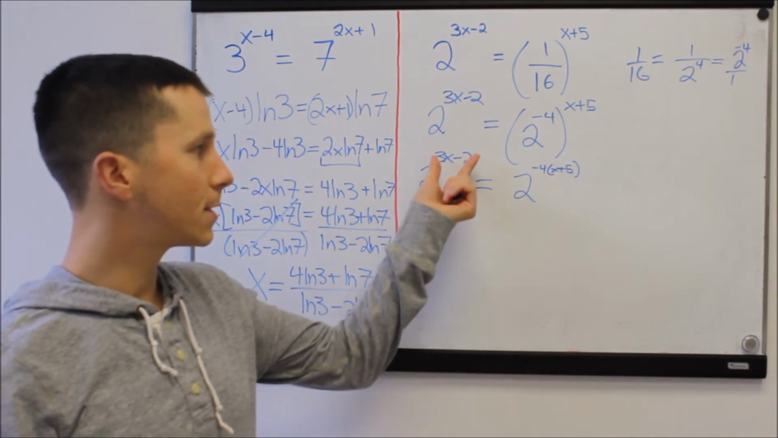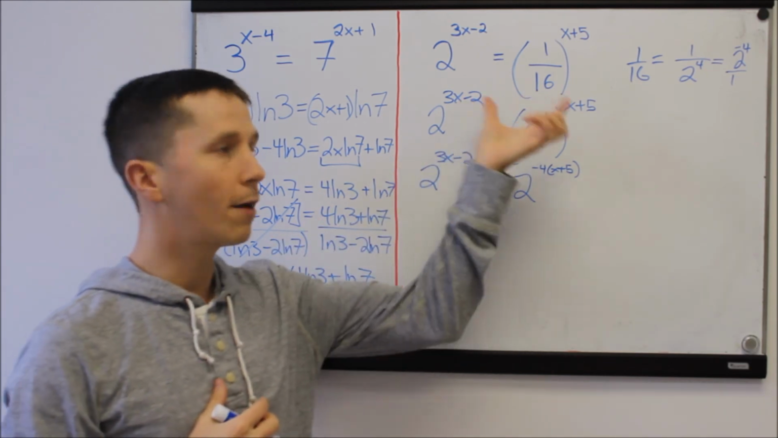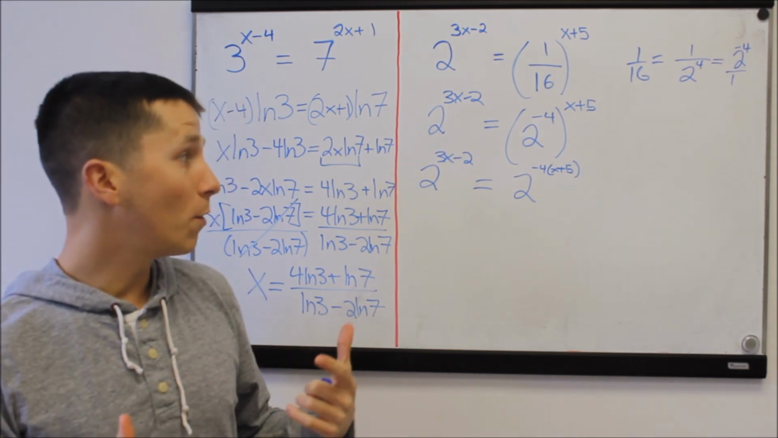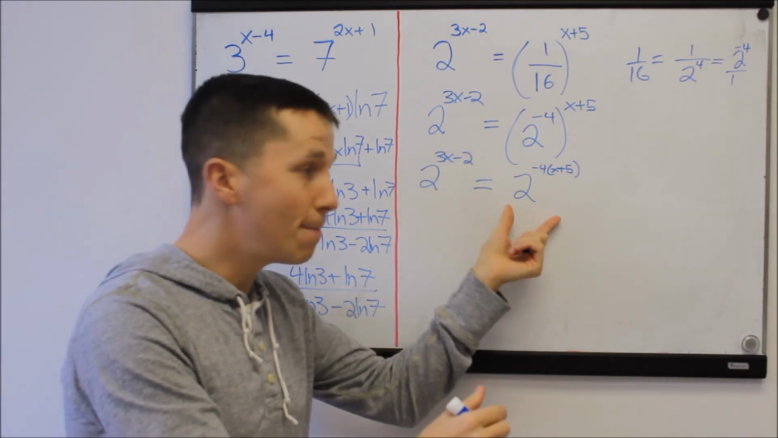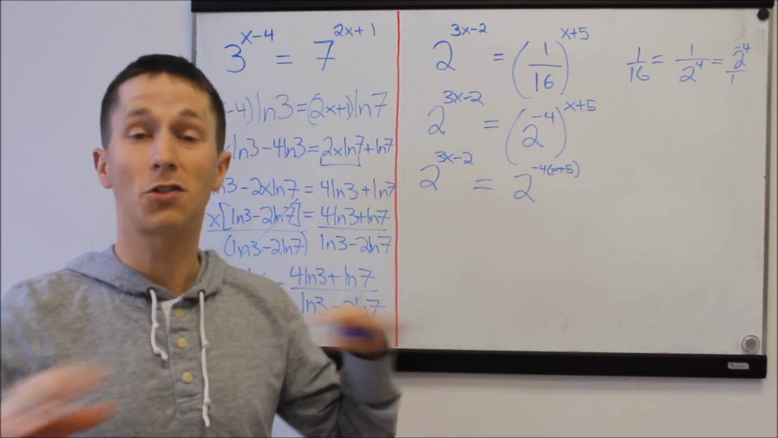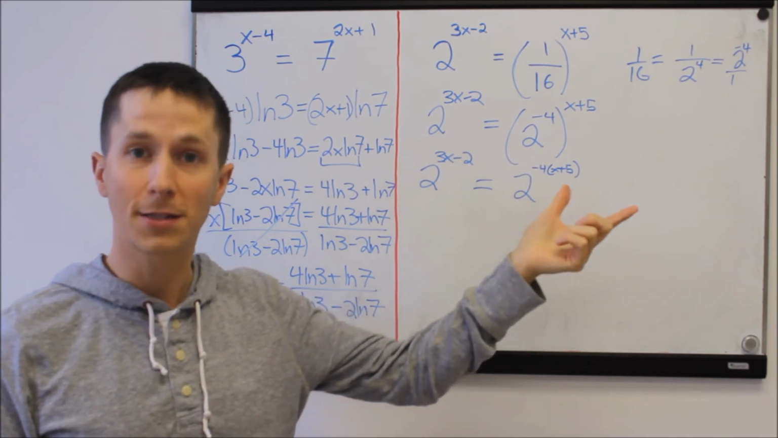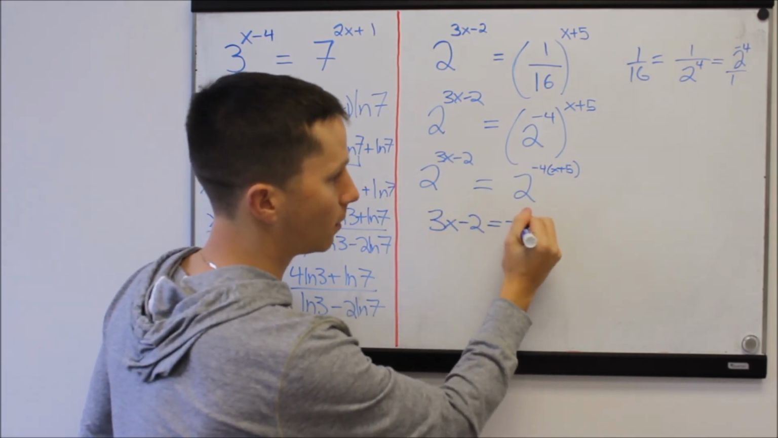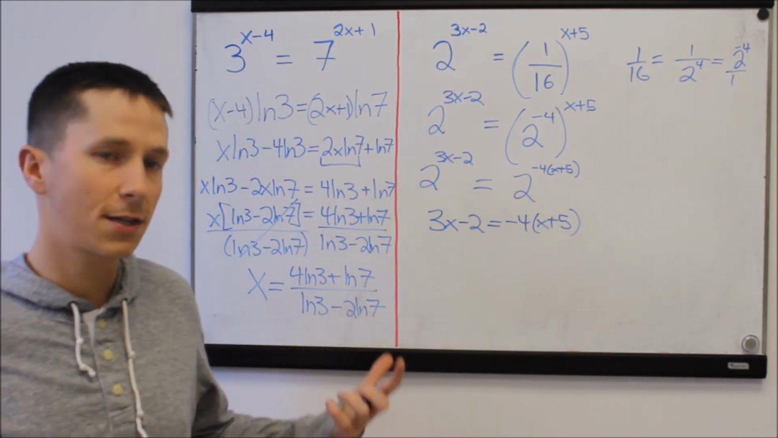Now I've got 2 to the something equals 2 to the something. And this is the key point. Whenever we've got two bases that we can make the same, the goal there is to literally have one base to a certain exponent, the same base to a certain exponent, so that we can just drop the bases and say, well, if this is true, the exponents must equal each other. So I'm just going to write that. 3x minus 2 must equal negative 4 times x plus 5, because we're trying to solve for x, and that's it.